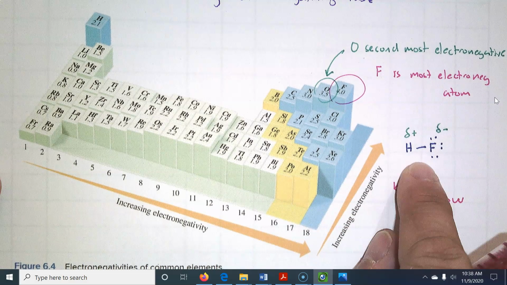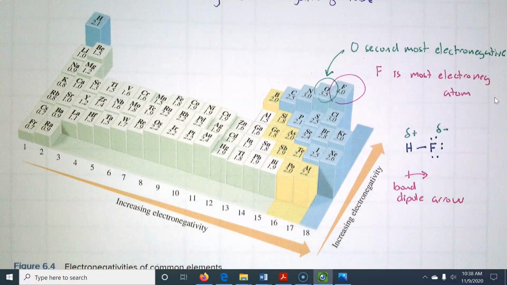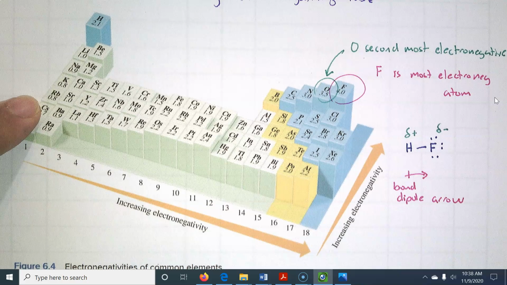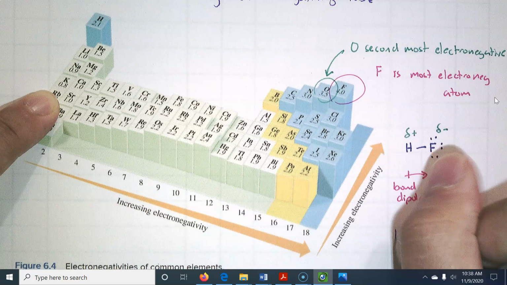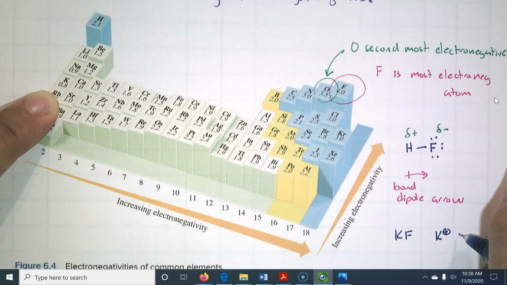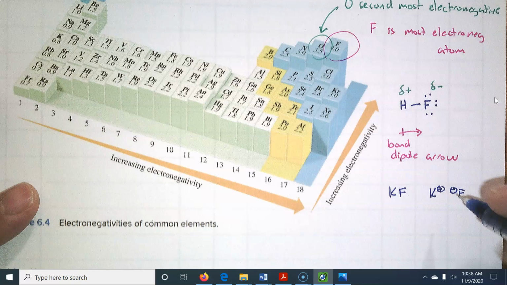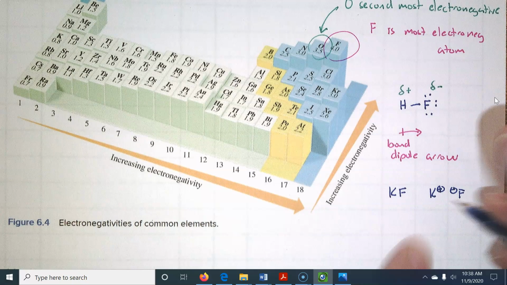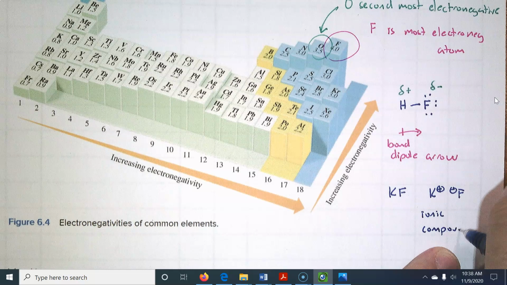Now, if the difference is very, very large, that atom will pull electrons towards it and take electrons, meaning there's a transfer of electrons. For instance, if I had KF, KF is really K positive with an F minus. We learned this when we were categorizing types of molecules. This is an ionic compound, and that ionic compound has an ionic bond.